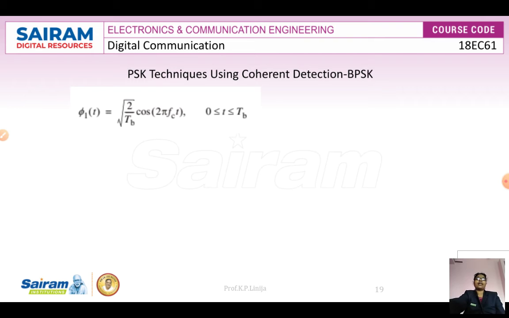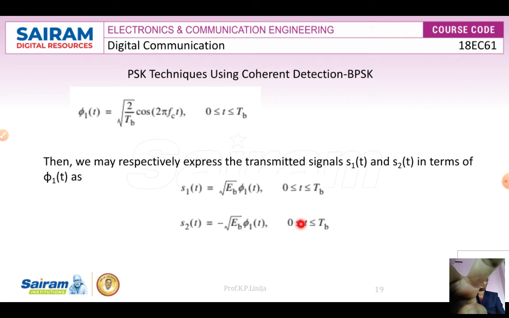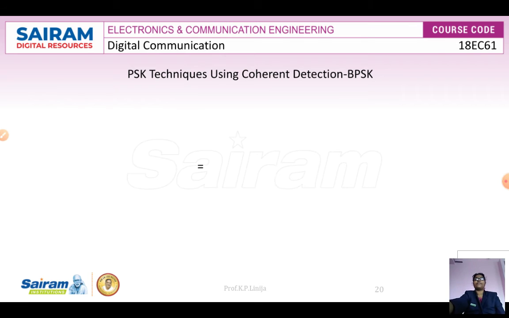Followed by that, this can be represented in terms of the basis function, that is phi 1 of t is equal to root of 2 divided by TB into cos 2 pi fct. Therefore, S1 of t can be written as root EB into phi 1 of t, and S2 of t can be written as minus root EB into phi 1 of t, for the limit 0 less than or equal to t less than or equal to capital TB.